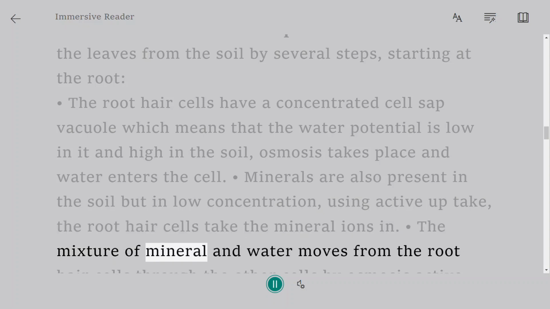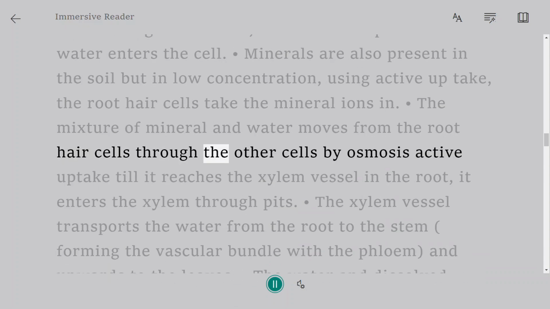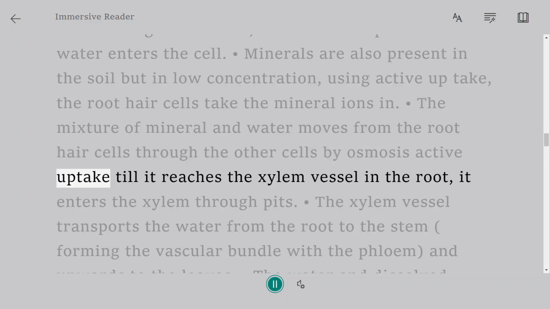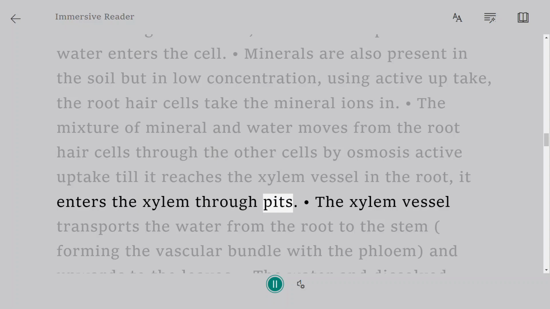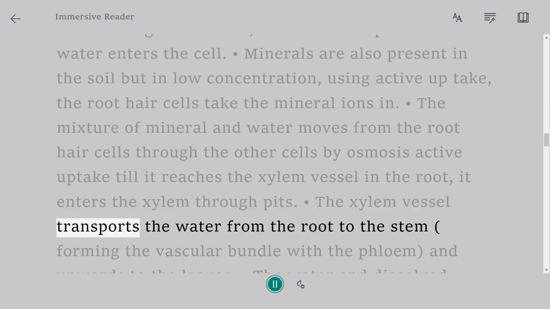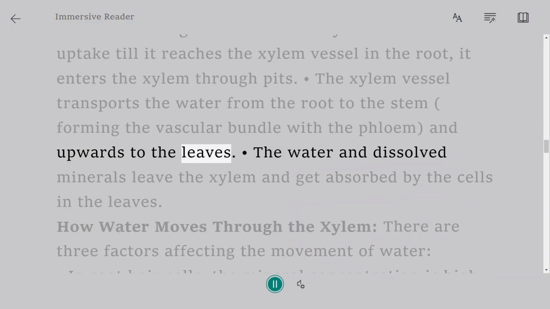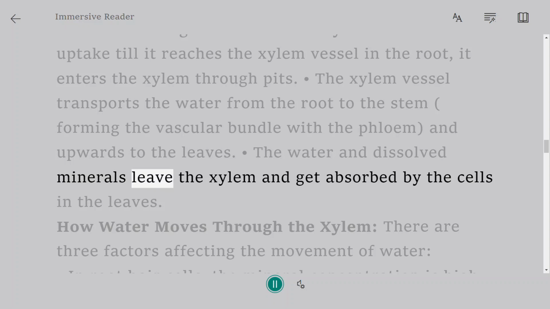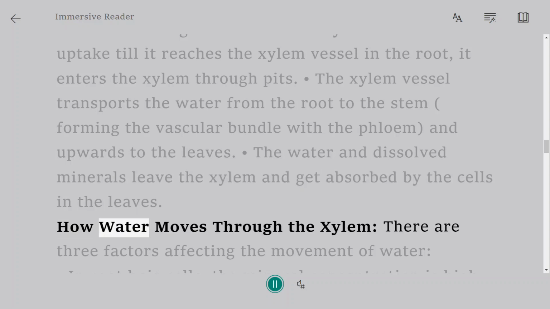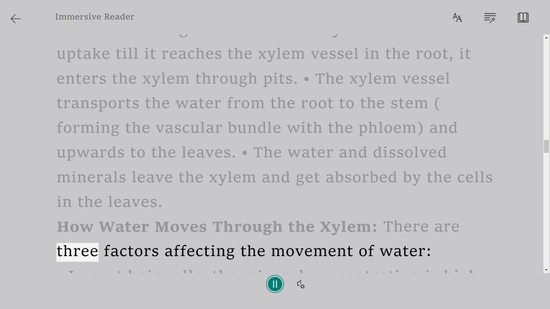The mixture of minerals and water moves from the root hair cells through the other cells by osmosis and active uptake till it reaches the xylem vessel in the root. It enters the xylem through pits. The xylem vessel transports the water from the root to the stem, forming the vascular bundle with the phloem, and upwards to the leaves. The water and dissolved minerals leave the xylem and get absorbed by the cells in the leaves. How water moves through the xylem: there are three factors affecting the movement of water.